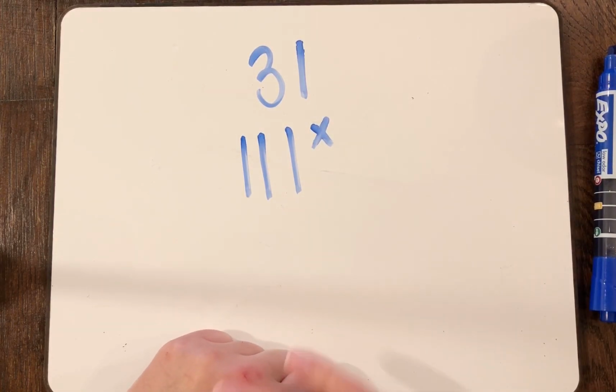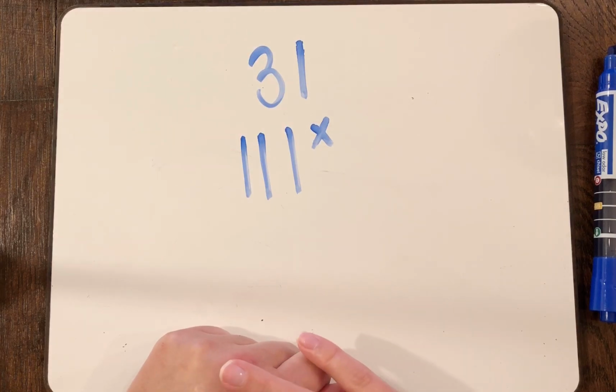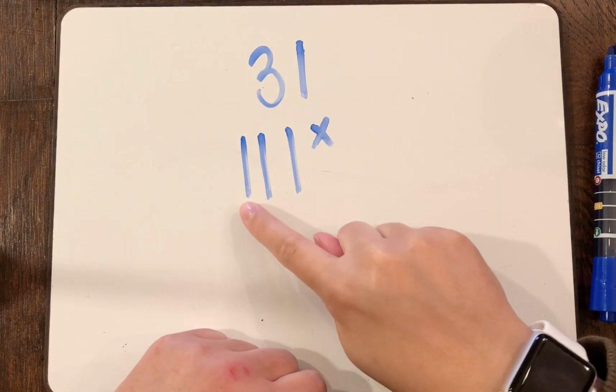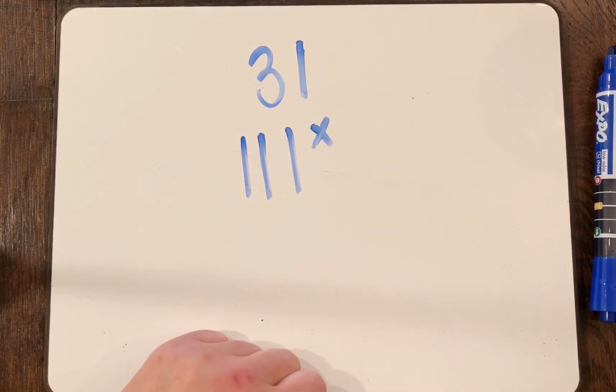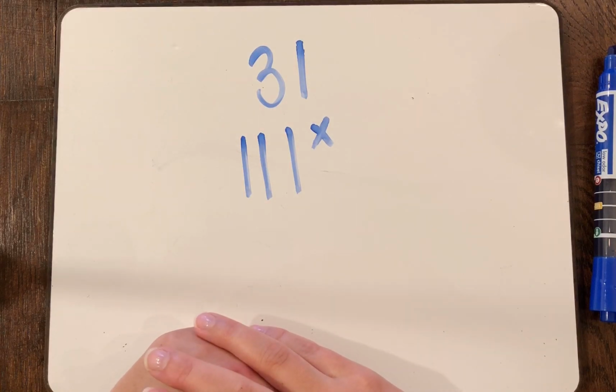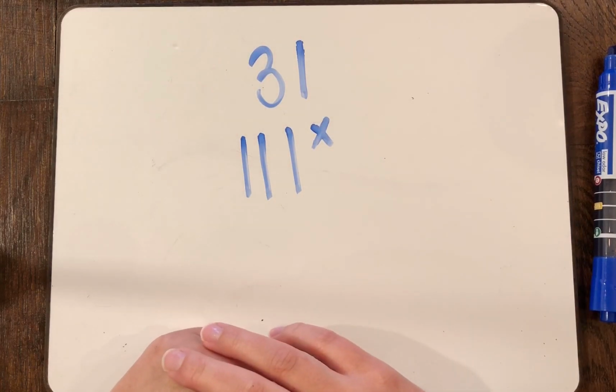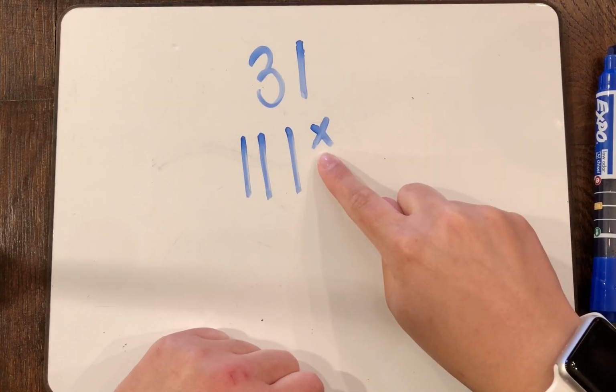Now I have a question for you. How many 10s are in the number 31? Go ahead and shout it out to your screen. 3. Good job. 1, 2, 3. There are 3 10s. How many 1s are in the number 31? Go ahead, shout it out. Good, there's 1 1. So the number 31 has 3 10s and 1 1.